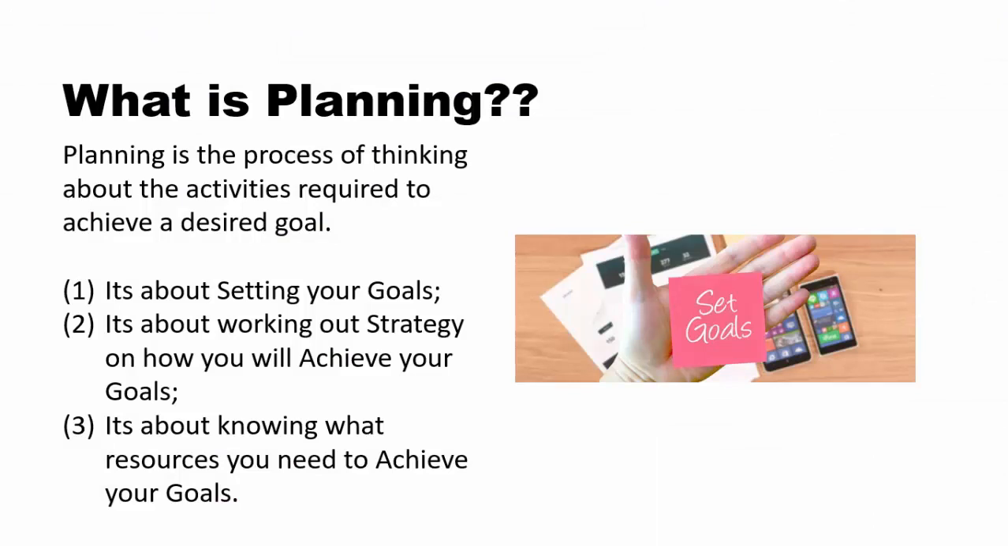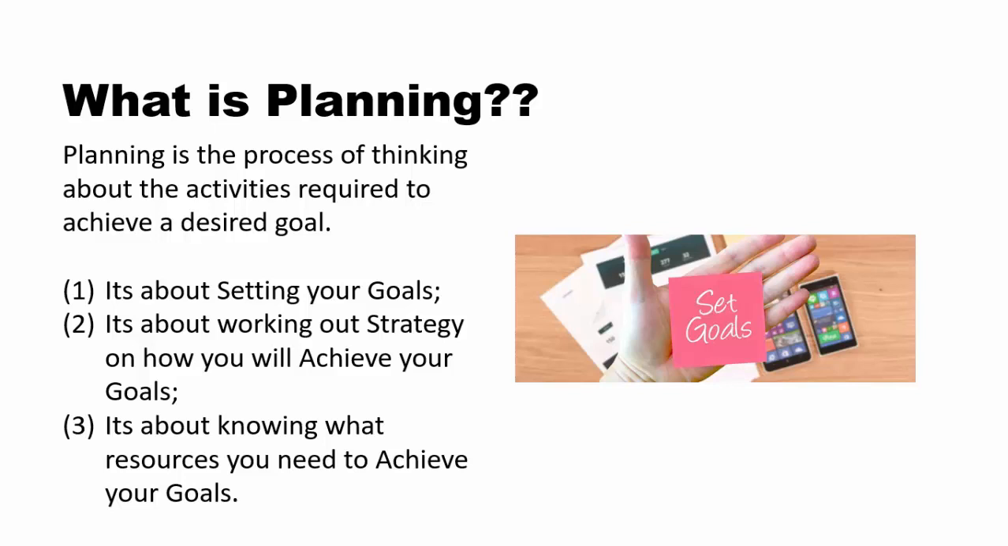In a nutshell, I like to define planning in terms of three important components. It's a process of setting our goals. When you are sitting down, you always have goals that you want to achieve in life. Goals are usually long term, but you may also have short to medium term goals. But it's all about you sitting down to plan or set those goals.